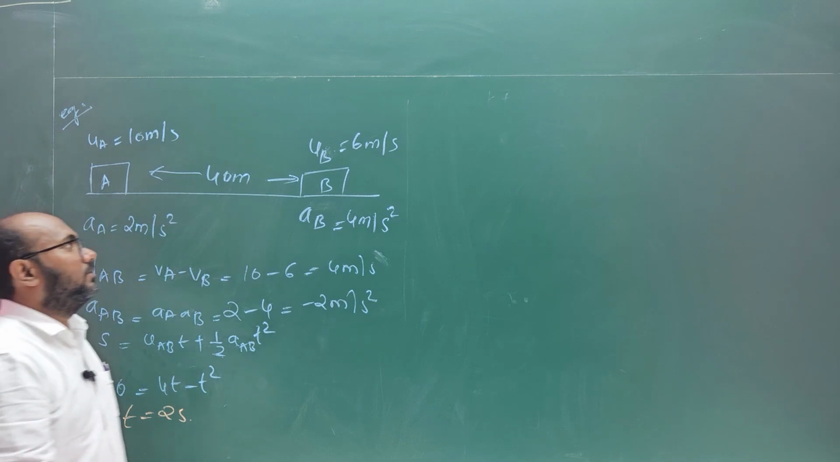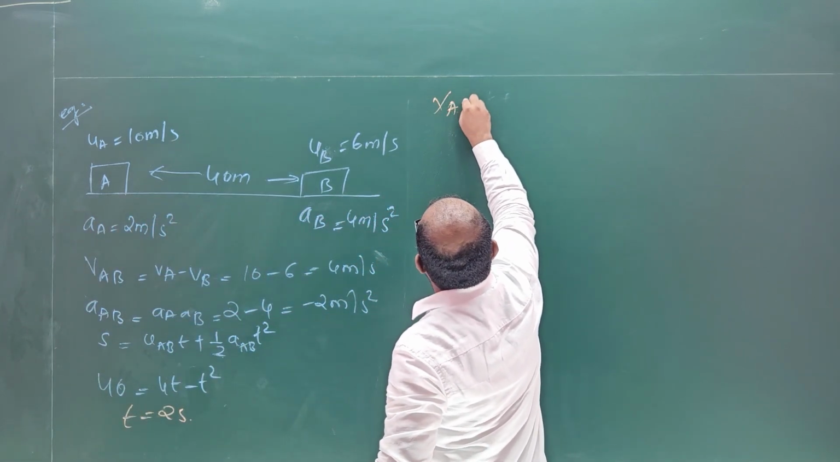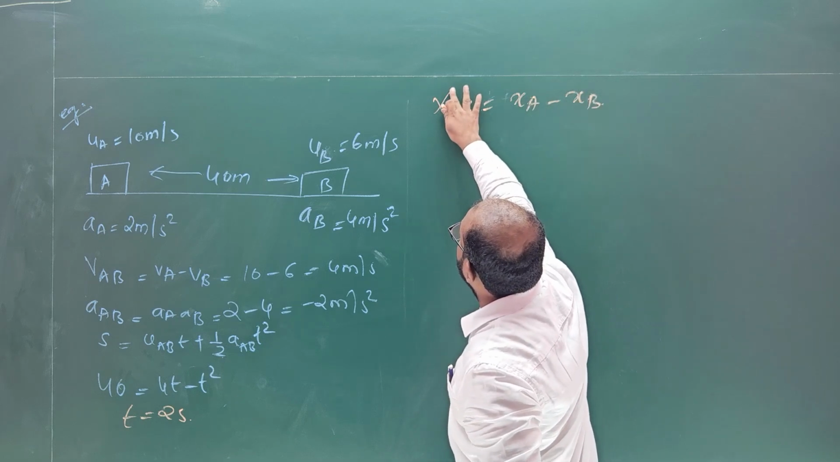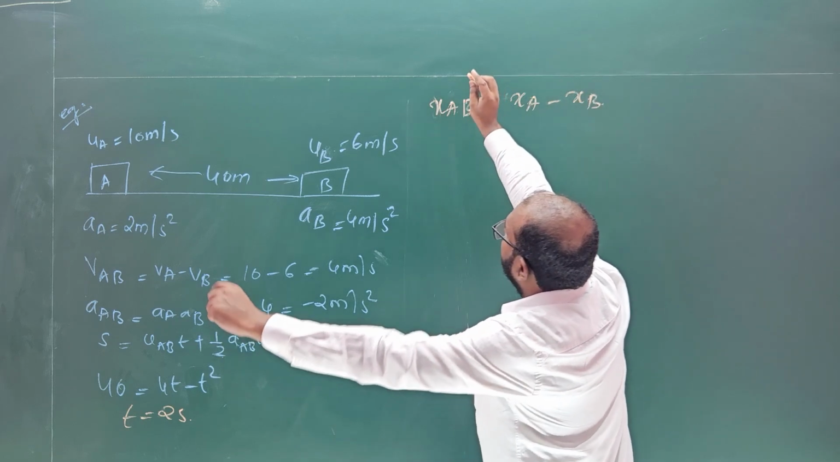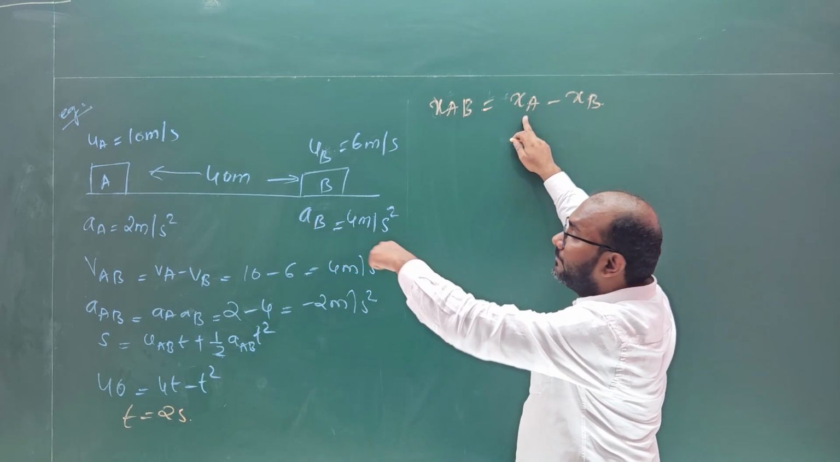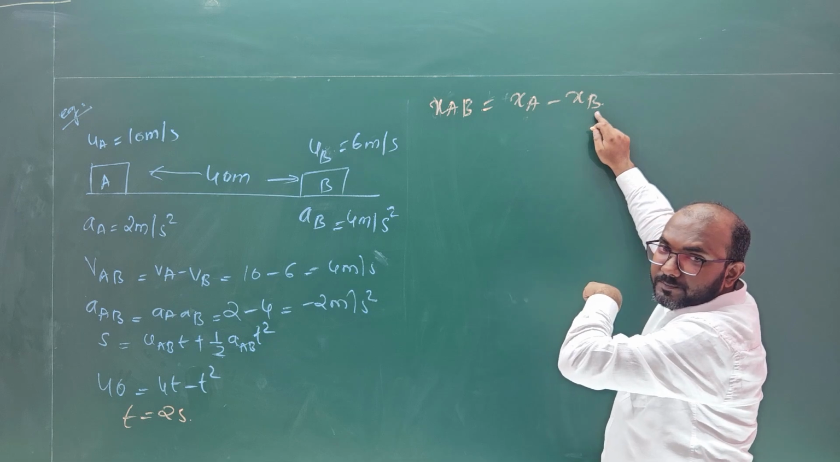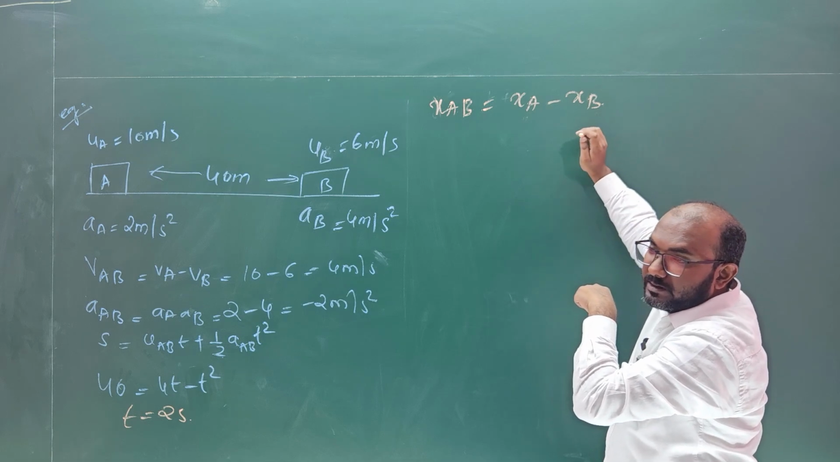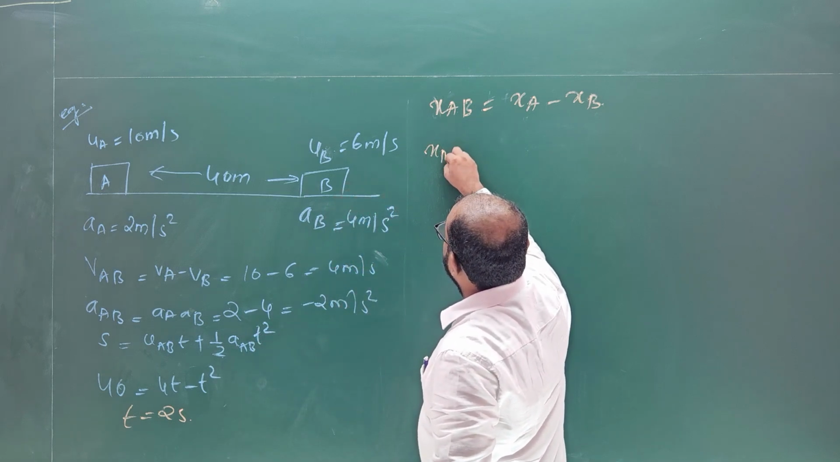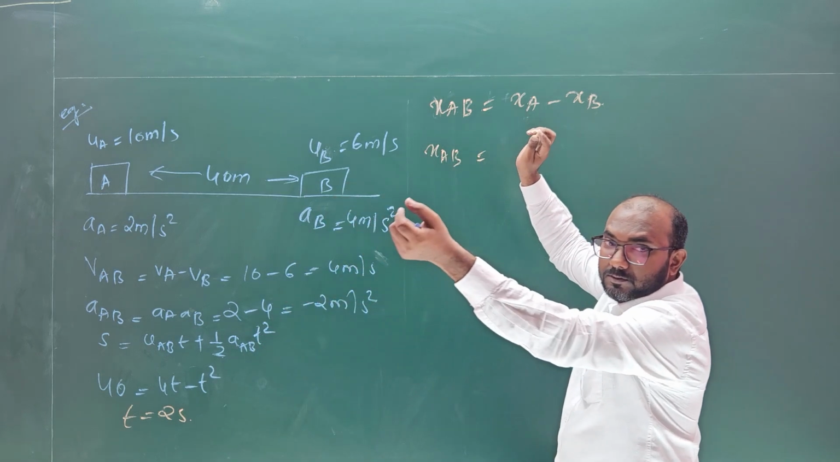Yes or no? Then what is the next step? XAB is nothing but XA minus XB. Okay, now x is nothing but ut plus half at square of that body, minus of this one. Okay, substitute and tell me the answer. Okay, anyone got the answer? How much? You got 4.